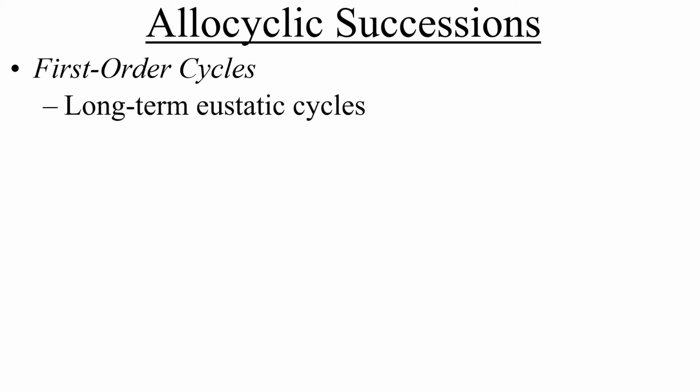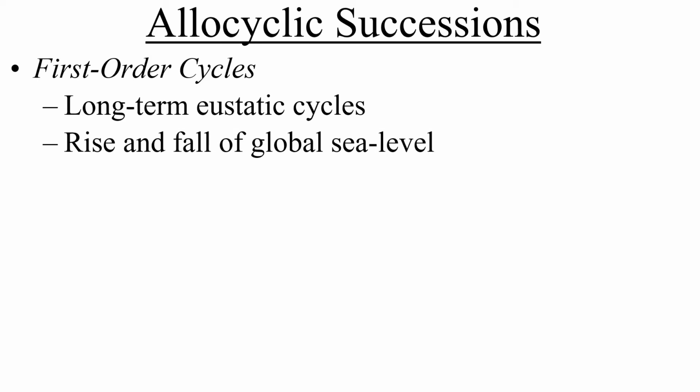To look a little bit more at what we see with allocyclic successions, we call these our first order cycles. These are very, very long-term and usually involve eustatic changes in sea level. So in other words, these are due to climate and they are changing the volume of water in an ocean. Think of it that way. This is not necessarily tectonically related. It is more eustatically controlling from climate. So a rise and fall in global sea level would be a first order cycle.